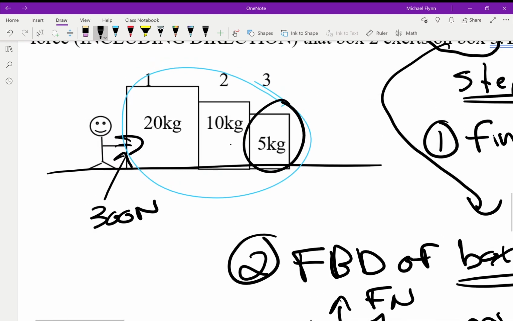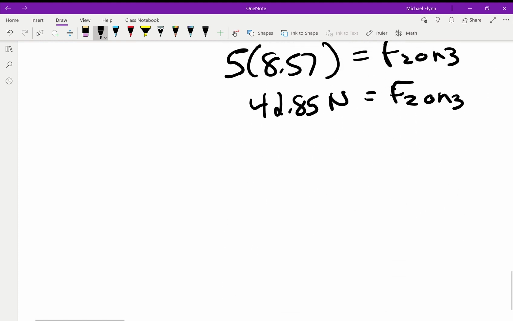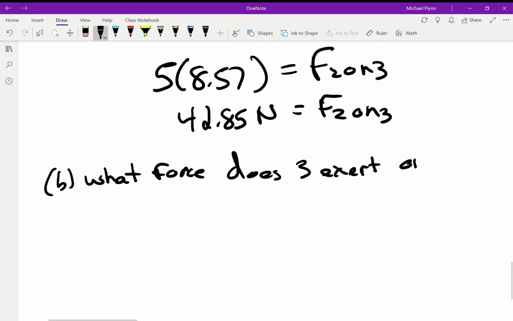Okay, and that's it. Now, to prove to you that the third law works, what is the force that 3 exerts back on 2? So let me ask another question with this. Question B: what force does 3 exert on 2? Now we know the answer. We know the answer because of Newton's third law, it has to be 42.85. But let me prove to you that that's going to be the answer.